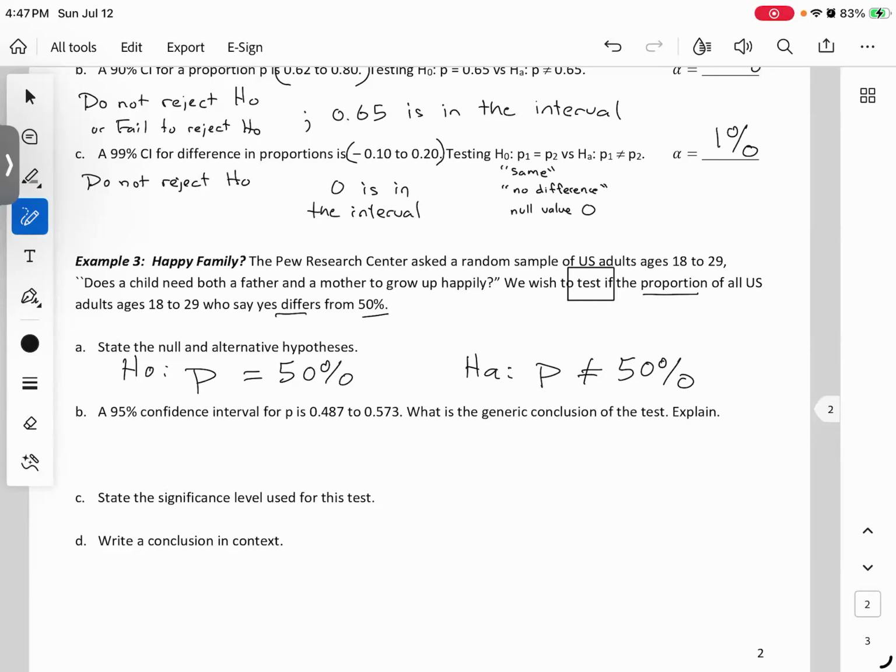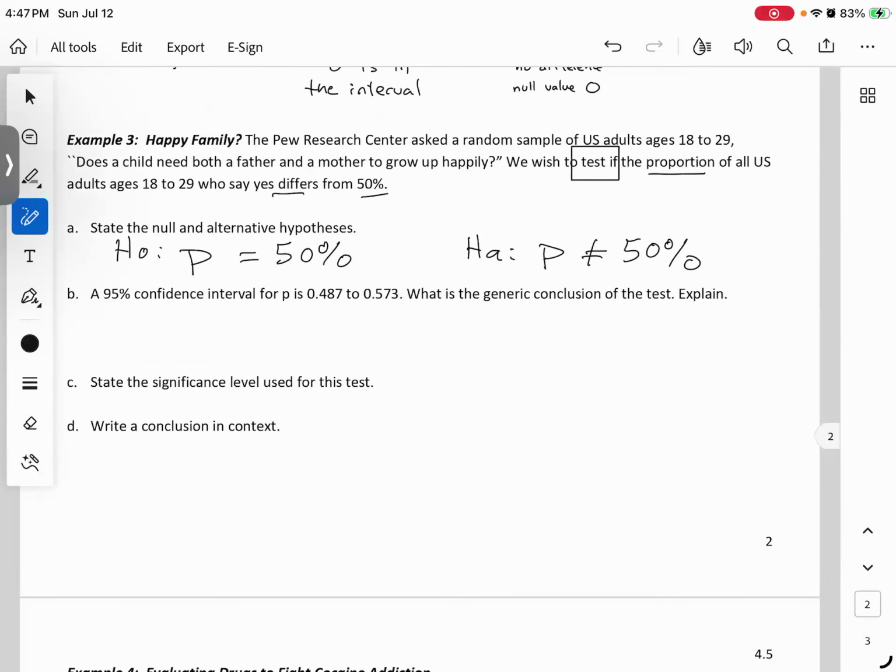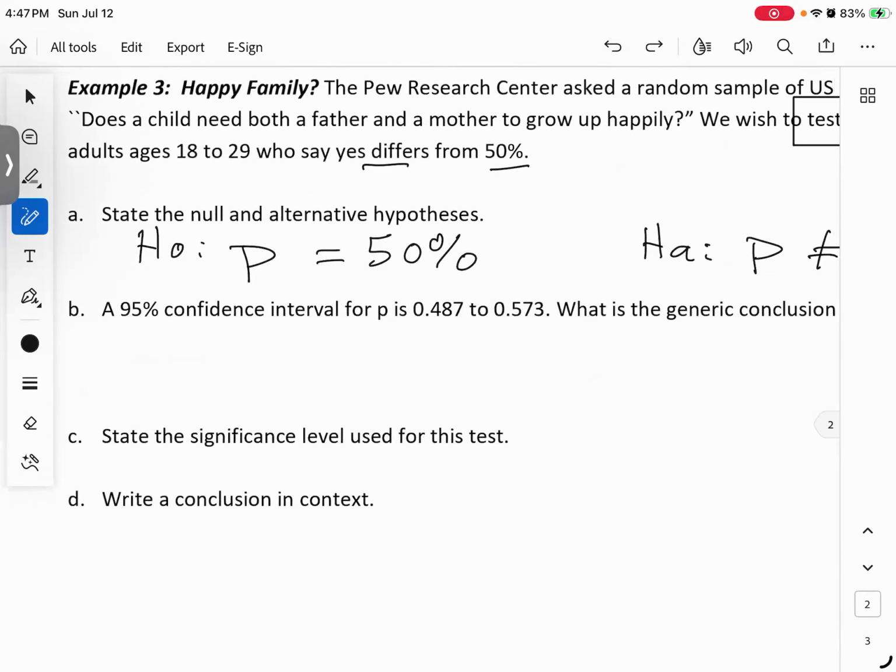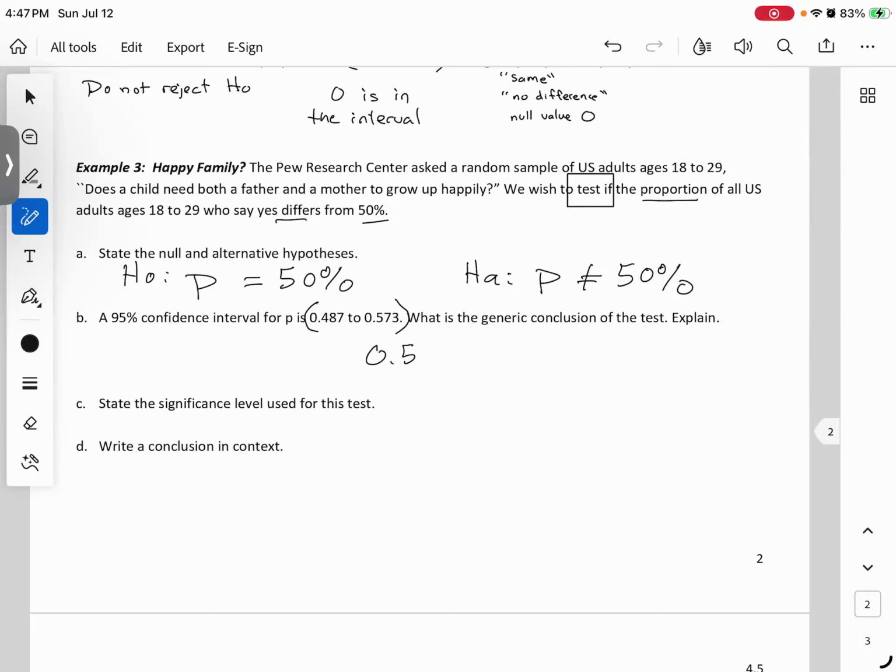Now, again, the only time that we ever use mu is if it ever says that this is a test or a study about means or averages. Now, keep your eye on the null. That is what we're trying to reject. 50%. Based on this interval, can we reject 50%? The short answer, no. 0.50 is in the interval. So we do not have evidence against it.